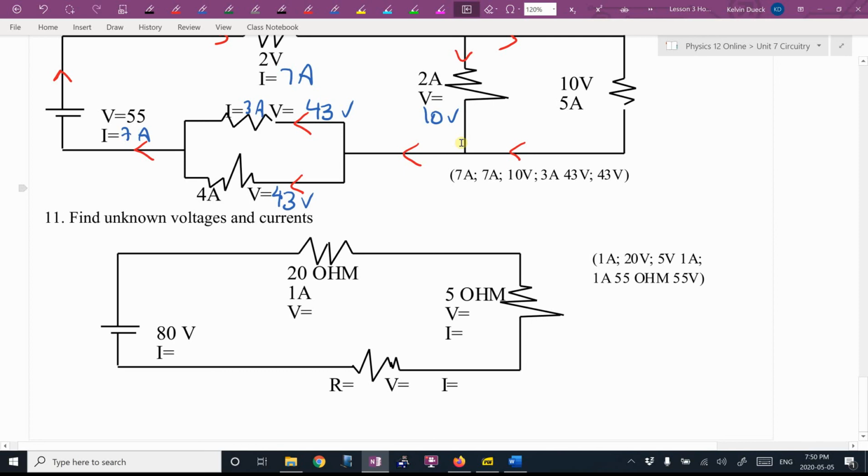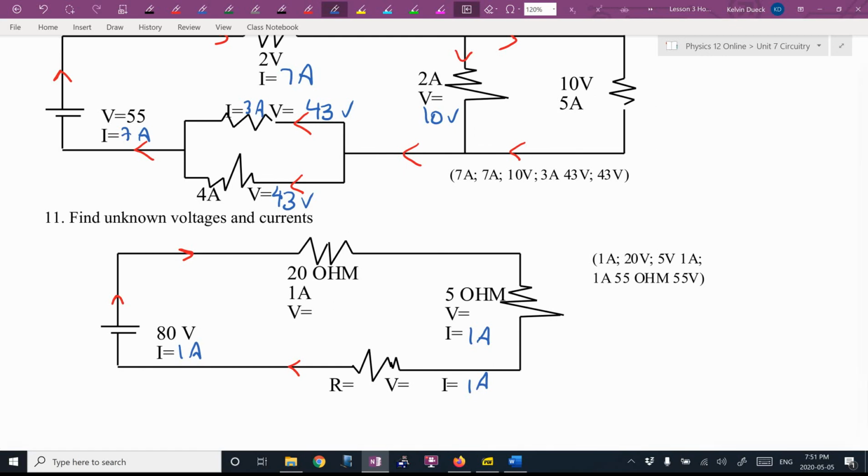Number 11, label downhill. Try and find total current leaving the battery. Well, I got 1 amp going through this resistor, and there's no junctions or gaps in the wire between there and there. So it's got to be 1 amp leaving the battery. This question's going to fall apart. In fact, you know what? That's going to be 1 amp, and that's going to be 1 amp.